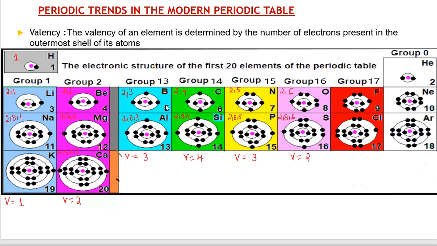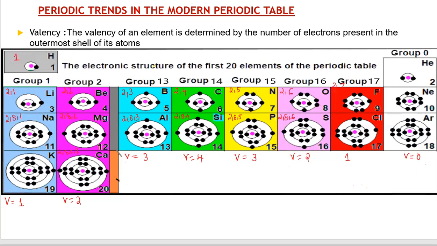Fluorine, atomic number 9, 2, 7. Chlorine, electronic configuration 2, 8, 7. Valency is 1. Next, the 0 group elements. Their valency is 0. Now, valency means the number of electrons in the outermost shell. How to find out valency?